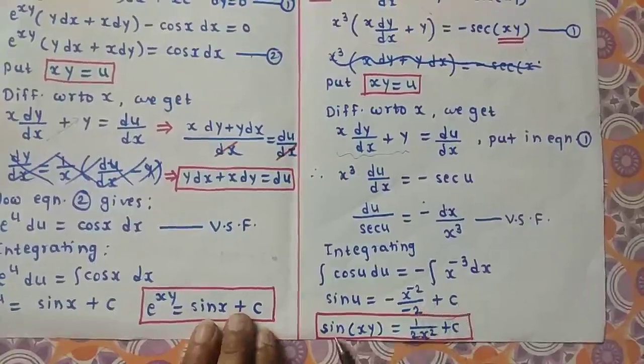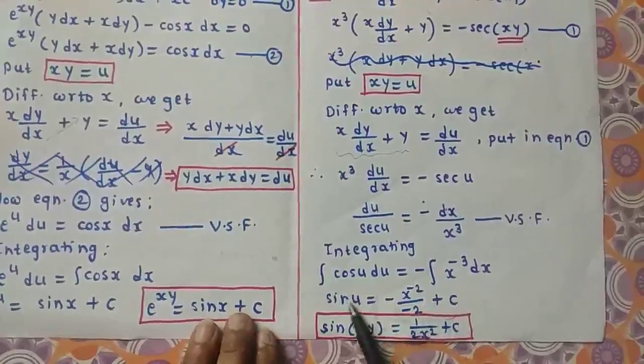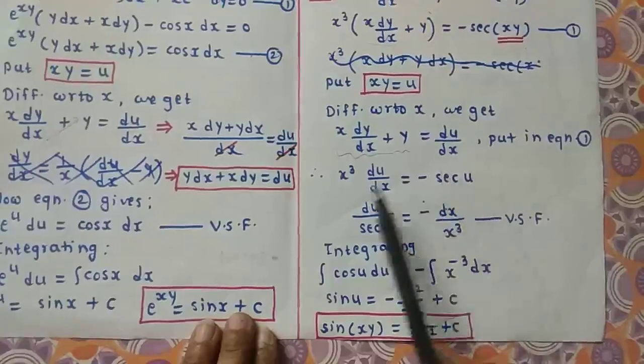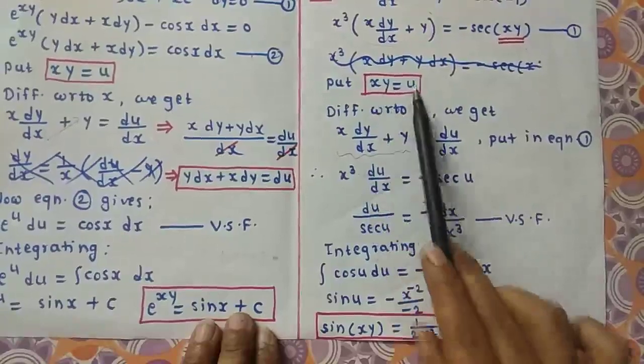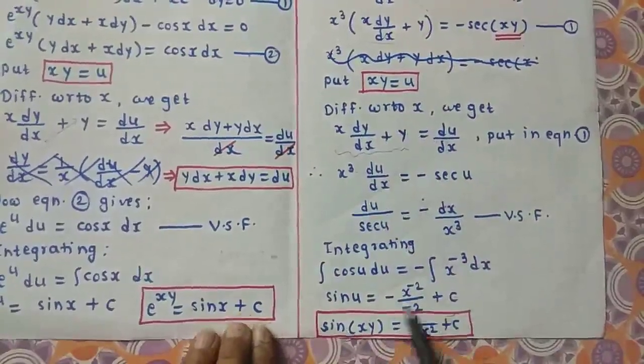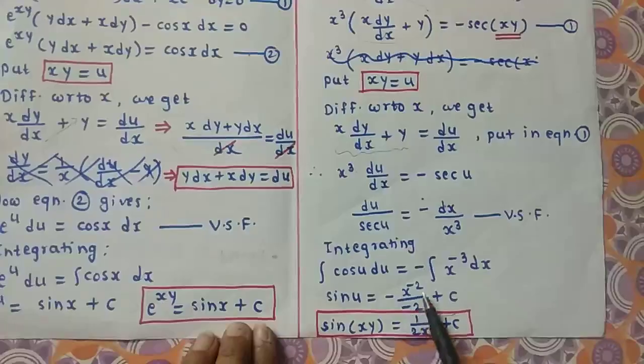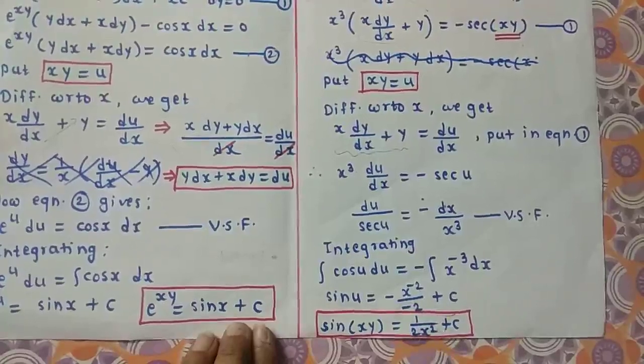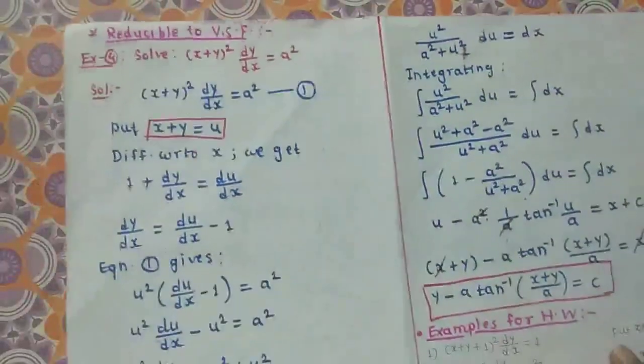So sin of u, now we replace this u. What is the value of u? Our u is equals to xy. So we get sin of xy equals to, this negative becomes positive, and we shift this x to the power minus 2 towards the denominator. So we get 1 upon 2x square plus constant of integration c. So in this easy way we solve differential equations which are reducible to variable separable form.